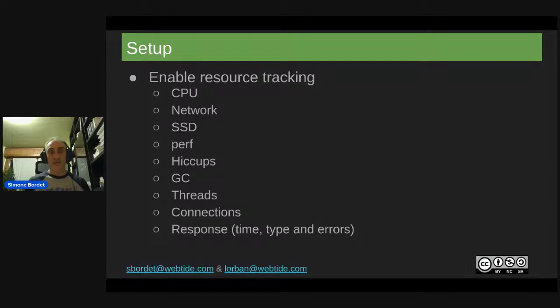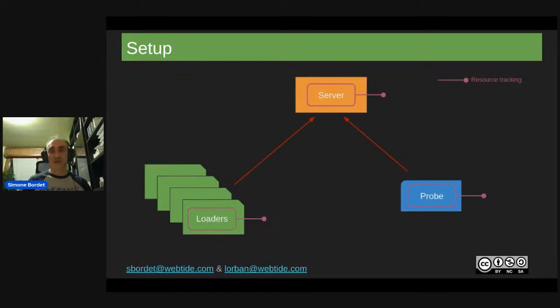This list is not complete. It's a good start, and it's typically okay, but you may want to monitor other things depending on the system you're working on. So this is the typical scenario. We have a server at the top. We have the loaders on the left. Each of the loaders and the server have resource tracking enabled. And then you can have on the side another machine that we call the probe.